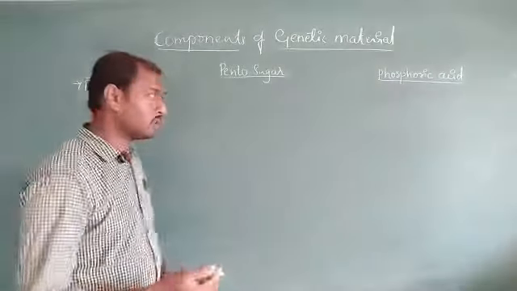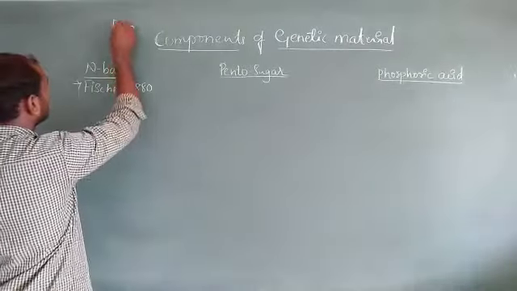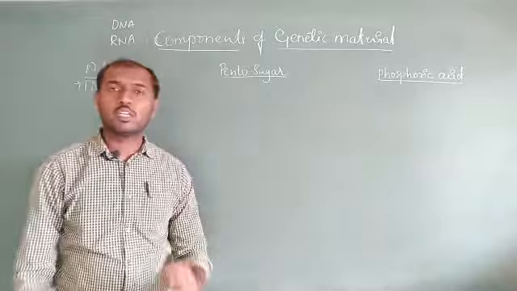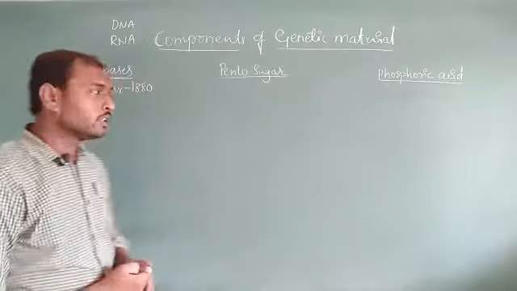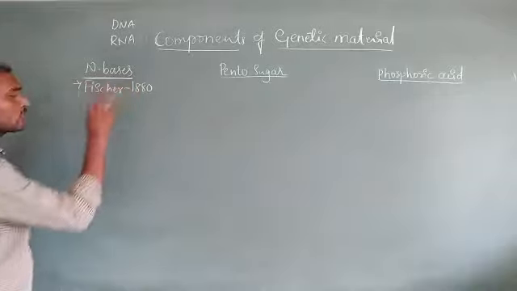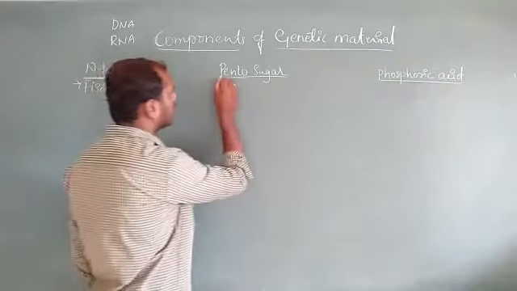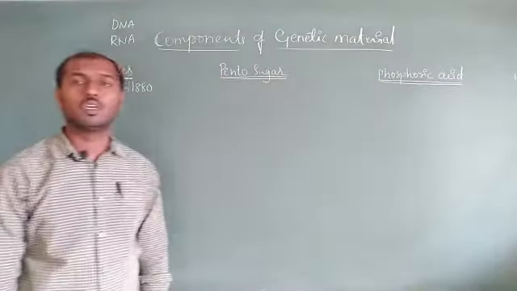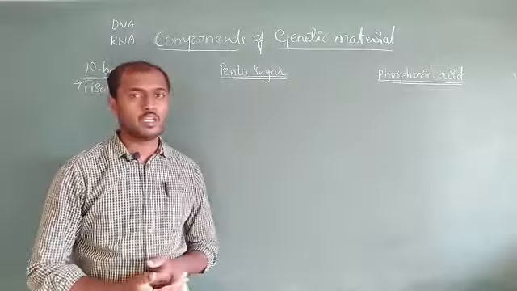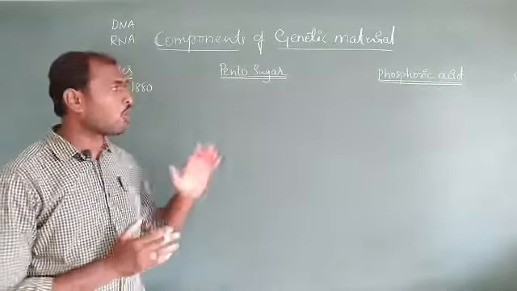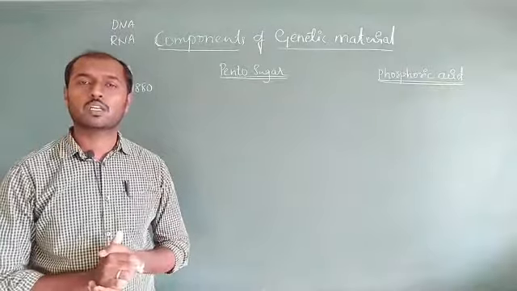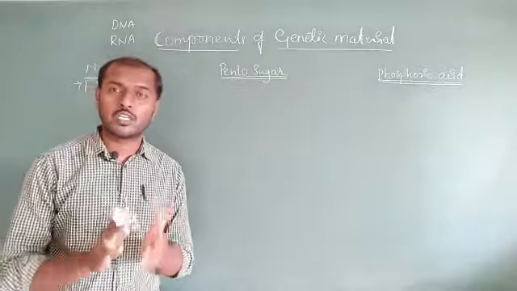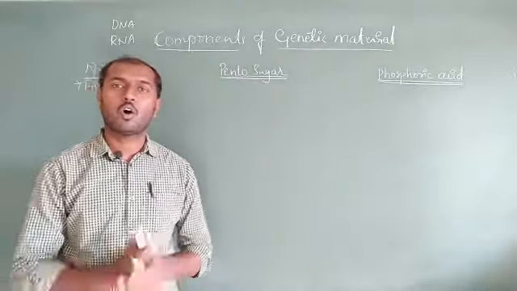All genetic material, irrespective of DNA or RNA, is going to have three very important components. The first one is nitrogen bases, the second one is pentose sugar, and the third one is phosphoric acid. Whether it is DNA or RNA, it should have all these three components, and only then is it called a stable genetic material. To construct DNA and RNA, the cell requires all these three components.